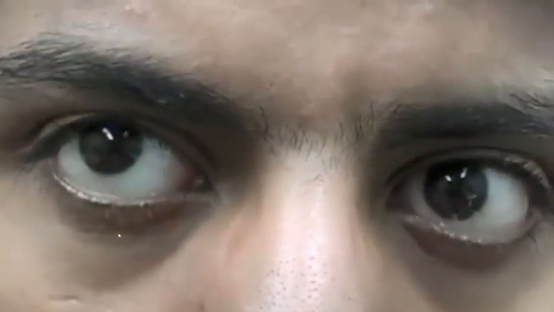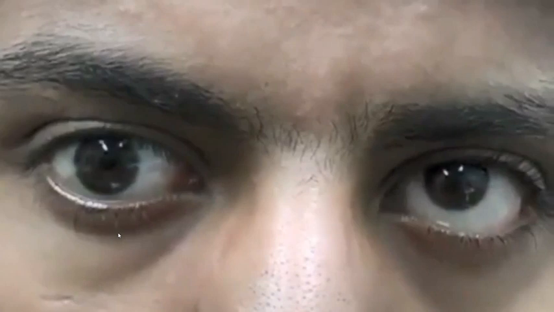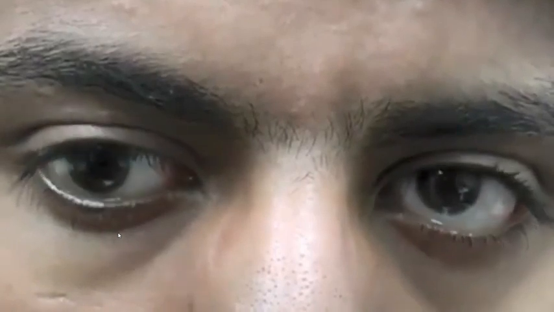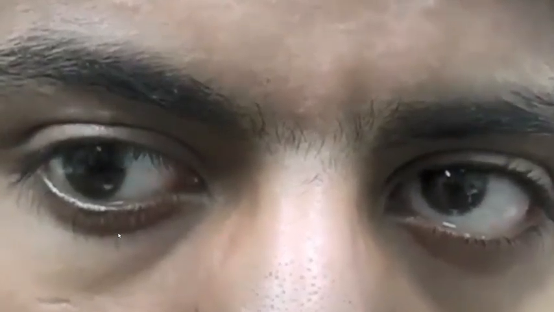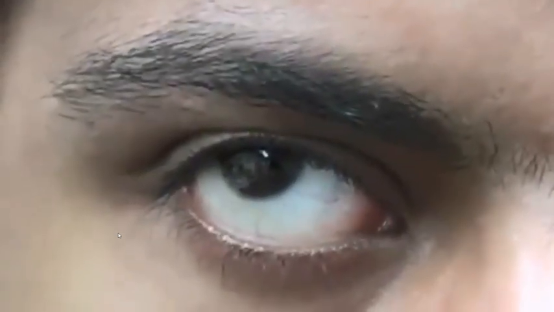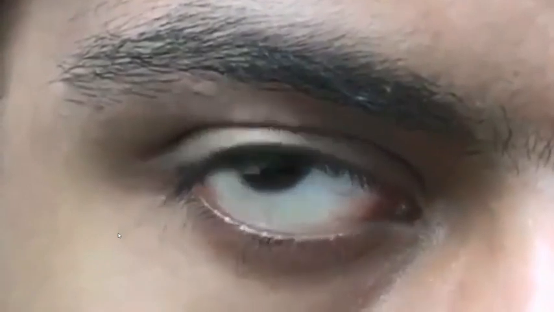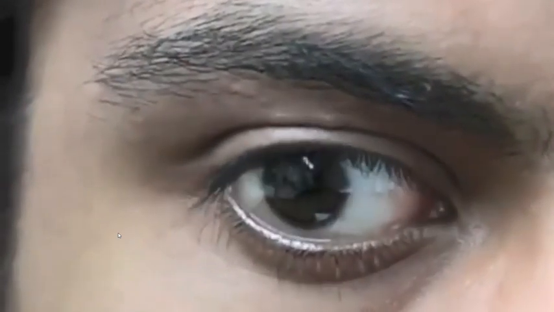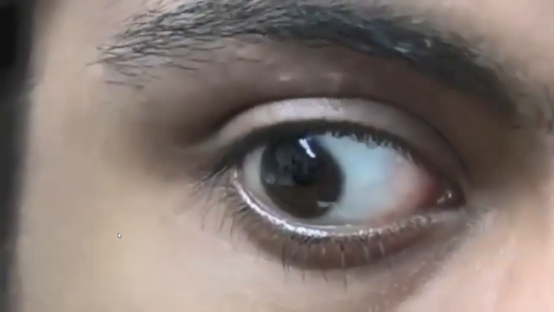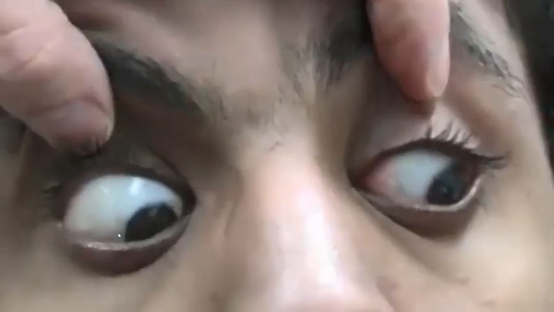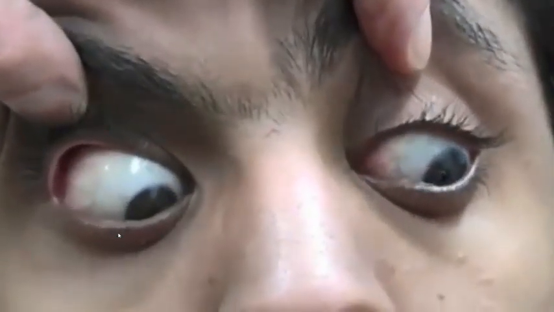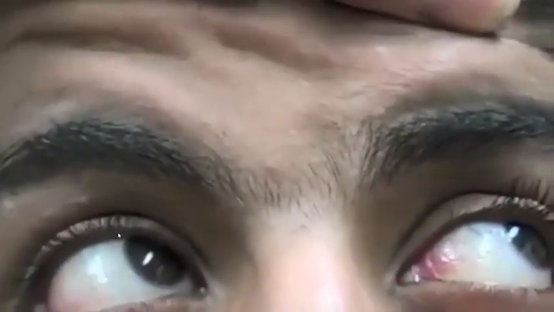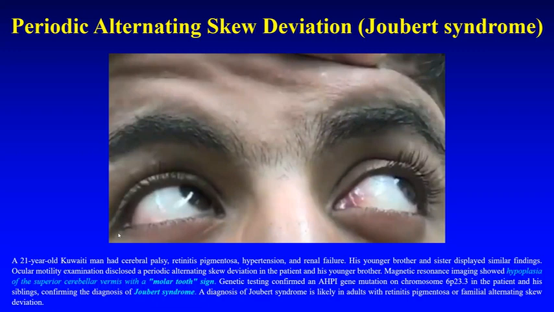First let us see the spontaneous periodic alternating skew deviation, which is occurring on its own every few seconds. So on left gaze, the left eye goes up, as you've seen here right now. On right gaze, the right eye goes up. And this is almost a consistent pattern.